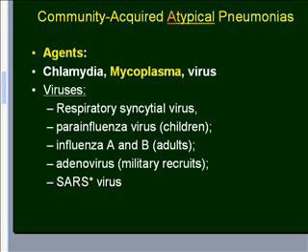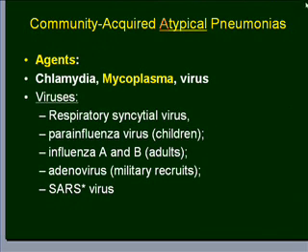Now let us come back to the agents that can produce atypical pneumonia. We have to remember chlamydia, mycoplasma, and the viruses. So what are these viruses? They are the respiratory syncytial virus and parainfluenza virus for children. Now we can see influenza virus A and B, and adenovirus also can be a cause of atypical pneumonia. Not to forget about SARS.